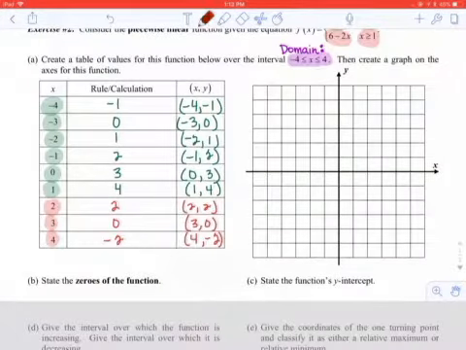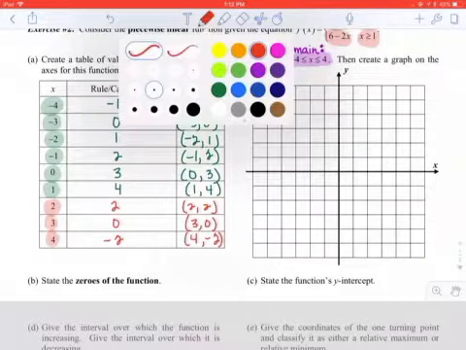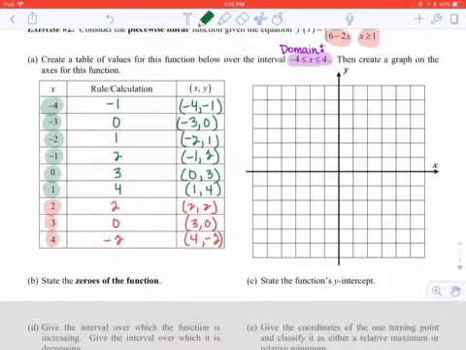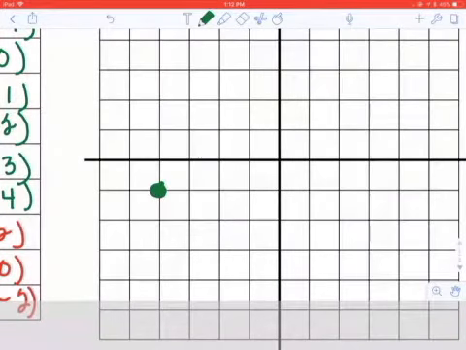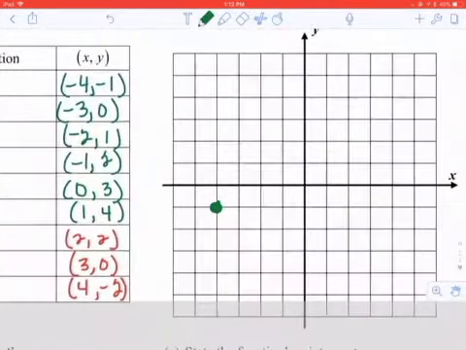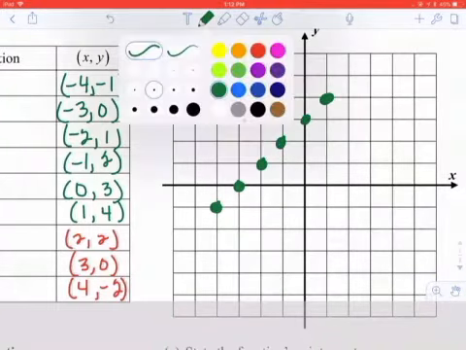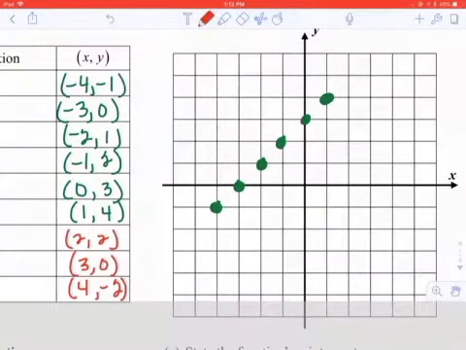All right, so now I'm going to graph my points here, and I'm going to graph them in the colors that correspond to the function rule that we're using. So -4, -1 is here, -3, 0, -2, 1, -1, 2, 0, 3, and 1, 4. And here's where we change over to the other rule, 2, 2, 3, 0, 4, -2.